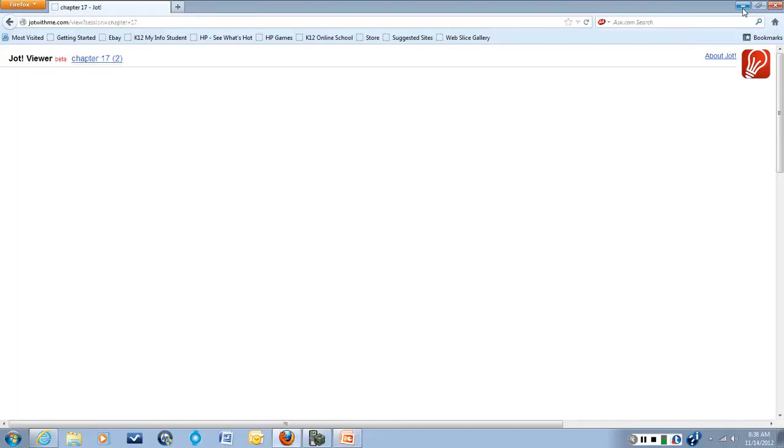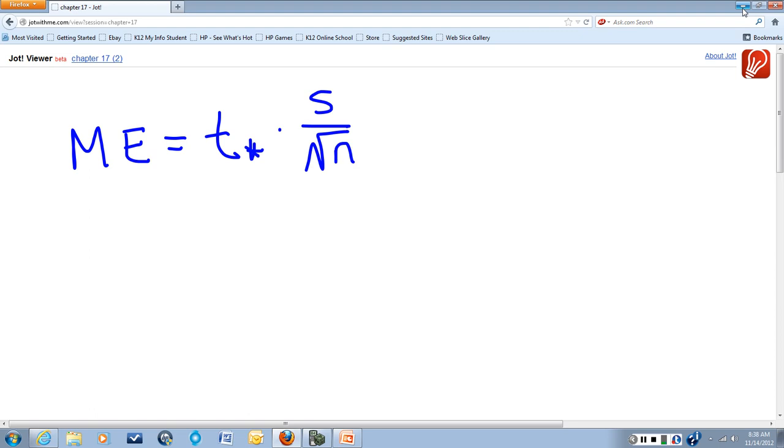So, the formula for margin of error, ME, equals t star, that t critical value, times s over the square root of n, which is our standard error. We will do these calculations on our calculator.